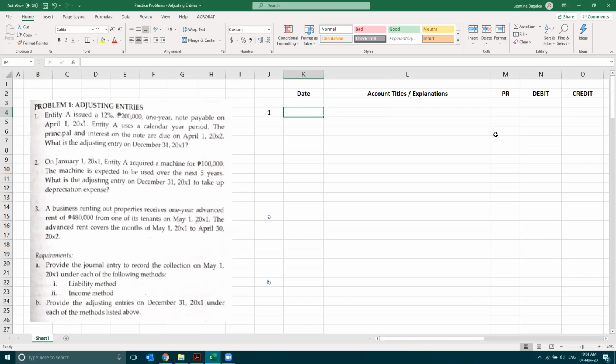Interest receivable? No. Notes payable. So, does notes payable give rise to interest income or interest expense? Payable, so expense. So, what is your adjusting entry?